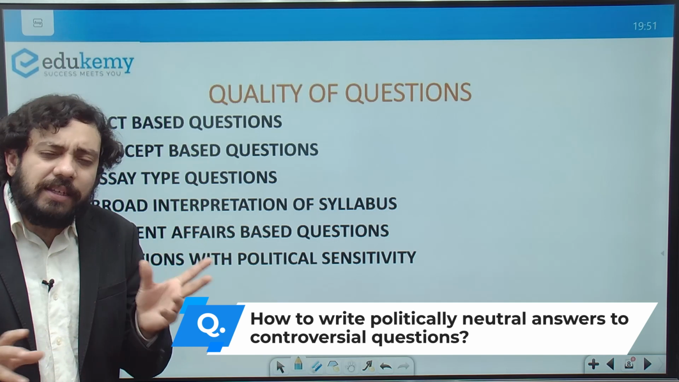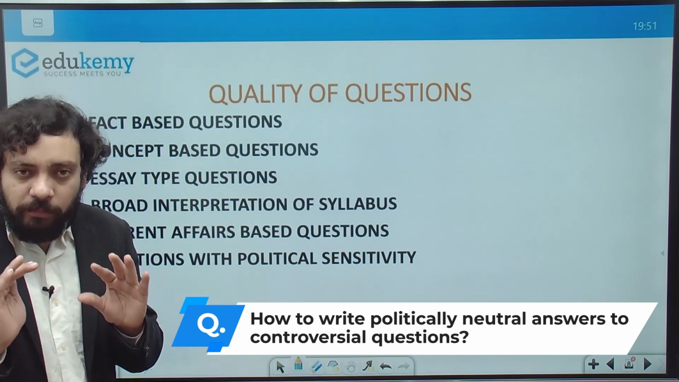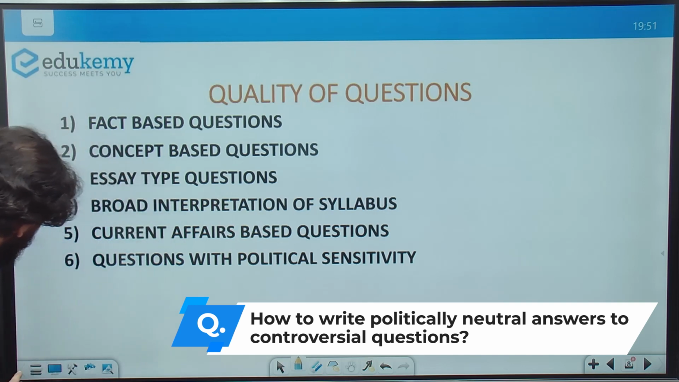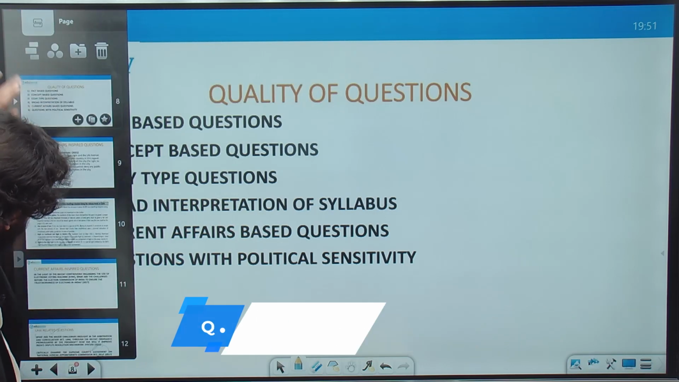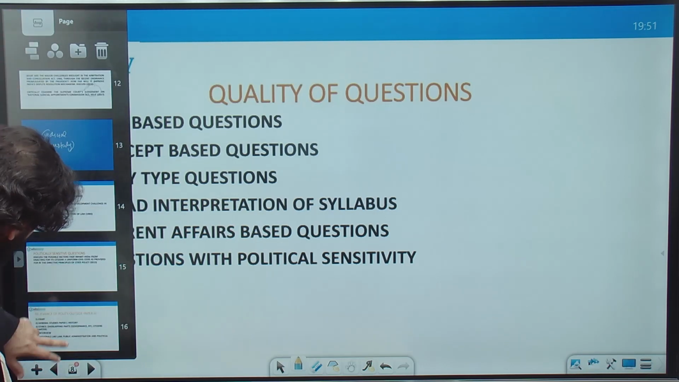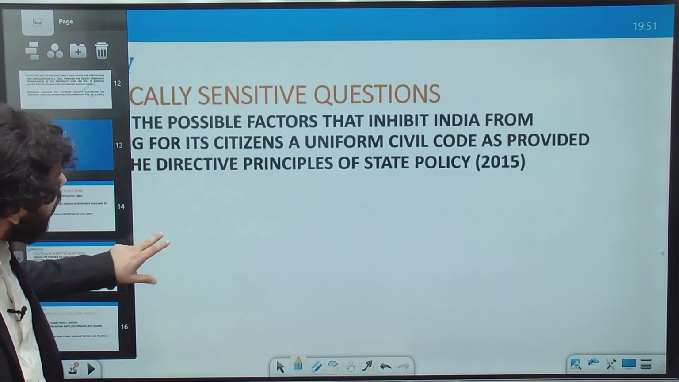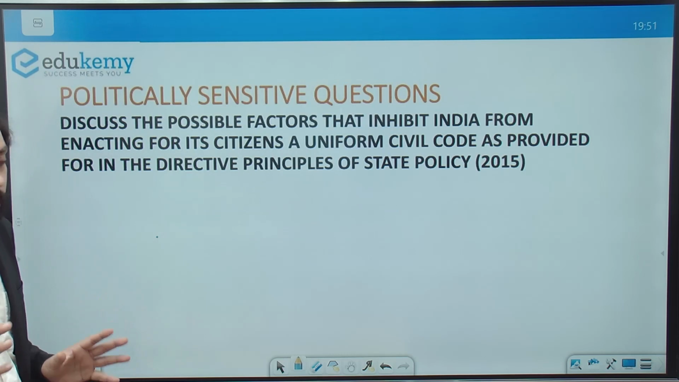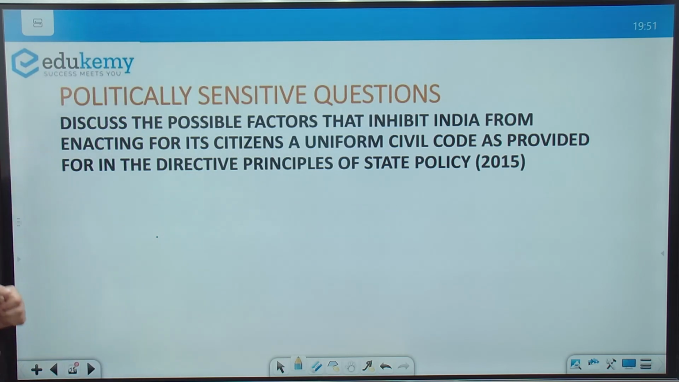The UPSC generally, as a rule, does not have many questions which are controversial in nature, but there could be some questions which have that kind of a character and which do test your ability to write a good answer without getting caught in the politics of controversy. So, take a look at this question.